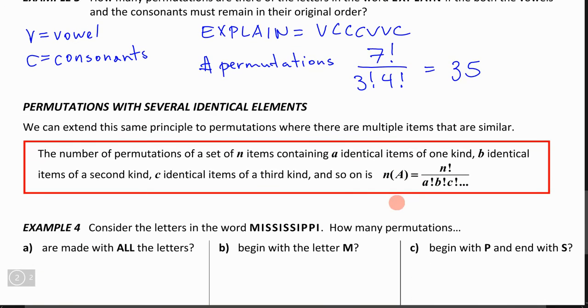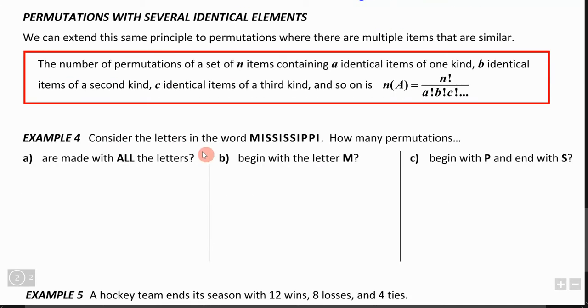Now, permutations with several identical elements. You can extend the same principle to permutations where there are multiple items that are similar. So the number of permutations of a set of n items containing A identical items of one kind, B identical items of a second kind, and C identical items of a third kind, and so on, is just taking n factorial, the number of items in your set, dividing by the factorials of each of the numbers of identical items in your set. Okay. So consider the word Mississippi.